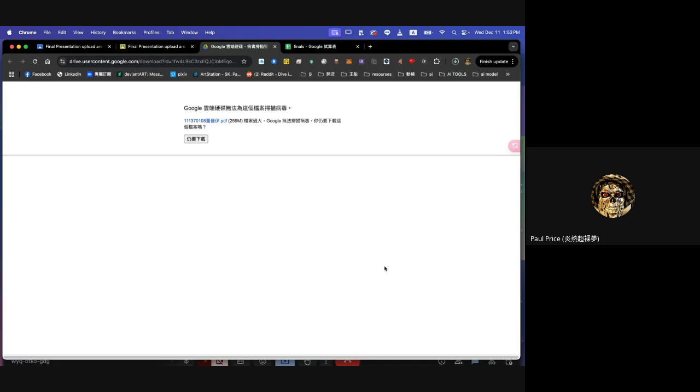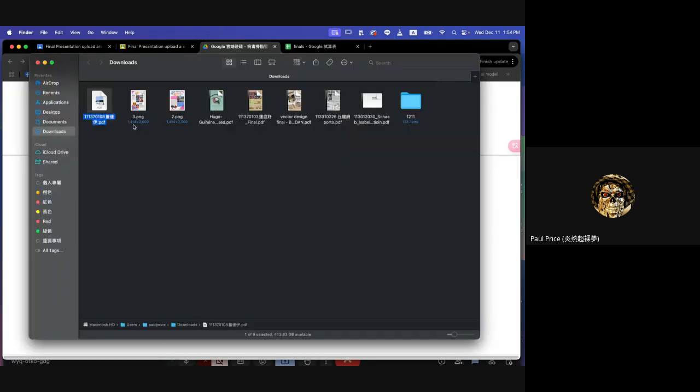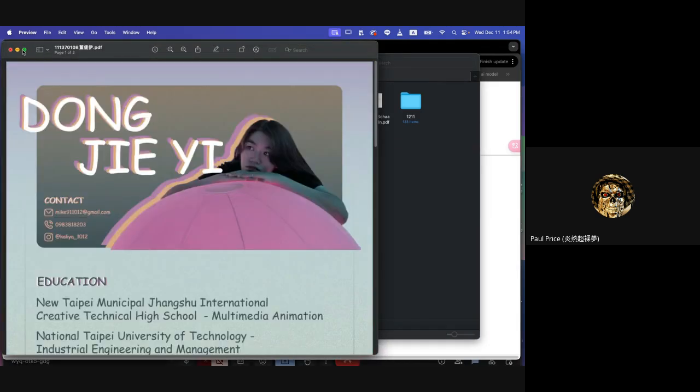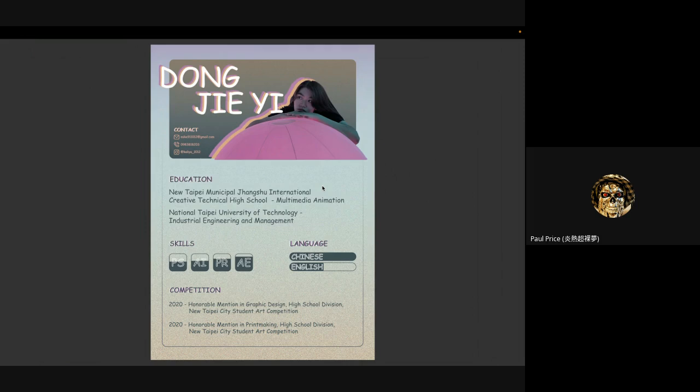Okay, go ahead. Hi everyone, I'm Dong Jie, a junior studying industrial engineering and management. For the design of my portfolio, I simply separated some squares and used a few colors to avoid being too boring.